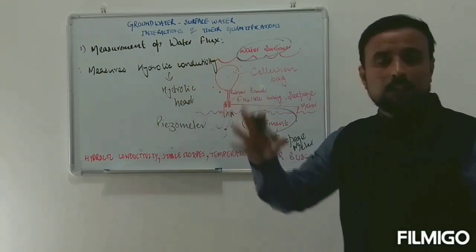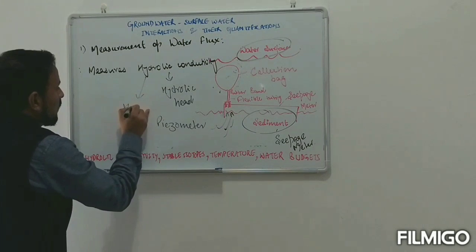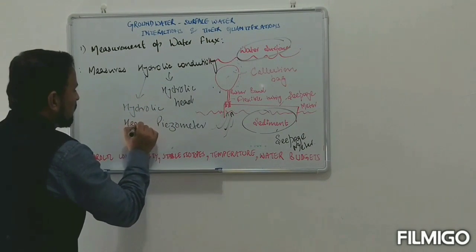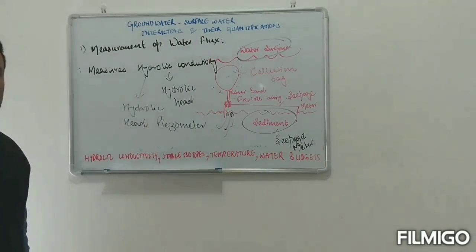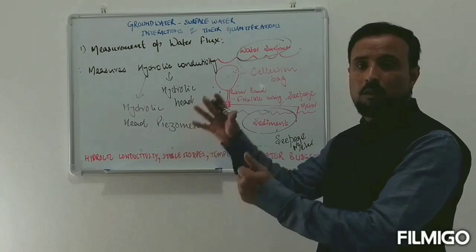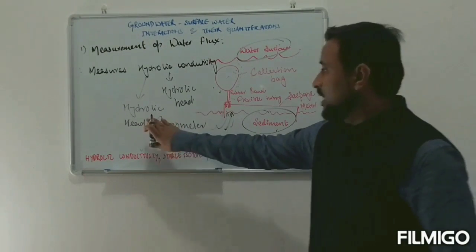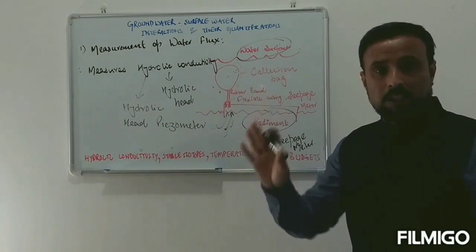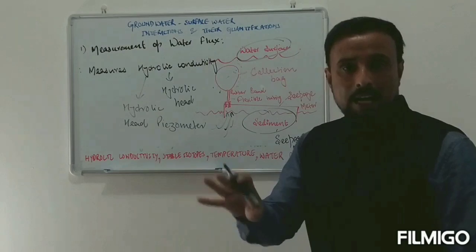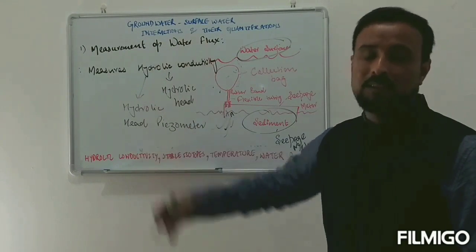Hydraulic conductivity is related to hydraulic head. Hydraulic head means a point in a water column where maximum energy is there, the energy of a particular water column at a point. Hydraulic head is an energy, whether it is kinetic energy or potential energy or an accumulation of both, at a particular point in a water head. It is measured in meters, or in height.